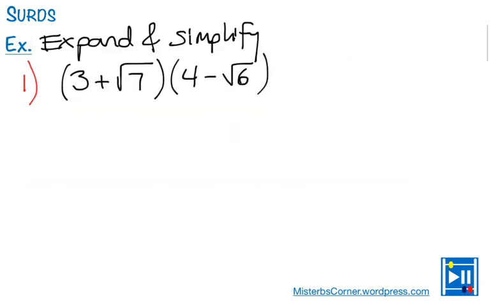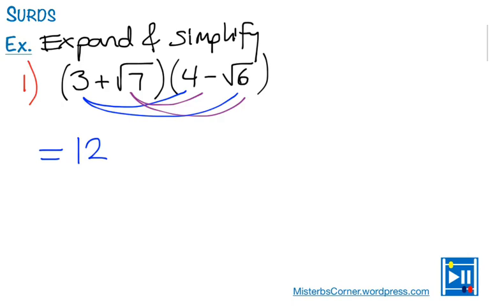So what happens if we have two terms in brackets? Well, remember from algebra that you have to expand the brackets like this, right? So that's what we're going to do now. 3 times 4 is 12. 3 times minus root 6 is minus 3 root 6. And, well, I'm not going to color code this, but now I'm here with the purple. So it's root 7 times 4.